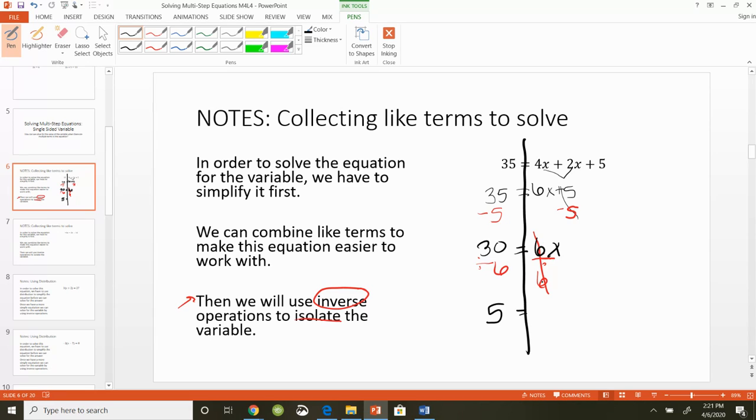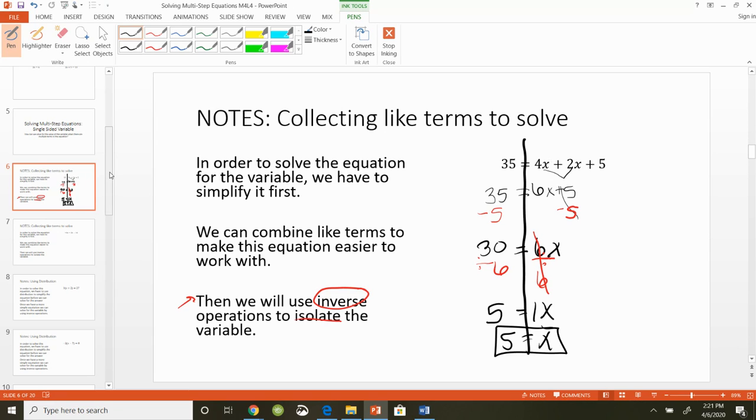That's equal to 6 divided by 6 is 1x. And remember, 1x is the same as just x. So we get that the answer is 5 is equal to x. Very simple. Okay, follow those inverse operation steps. Now that was a problem that had combining like terms.